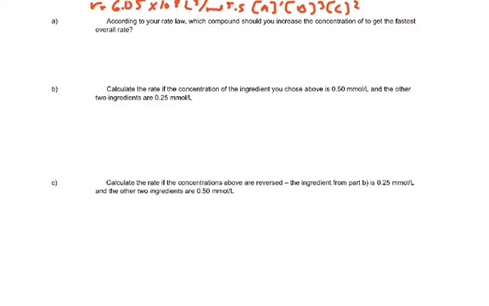So the first part is, according to your rate law, which compound should you increase the concentration of to get the fastest overall rate? As we can see, B would be our winner here, because every time we increase our concentration of B, we get a 3 times increase in the rate. It is an exponential relationship there. So definitely the one with the highest exponent is giving us the highest payout. So increasing concentration gives us a 3-fold increase in rate.